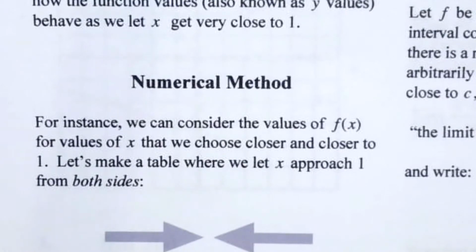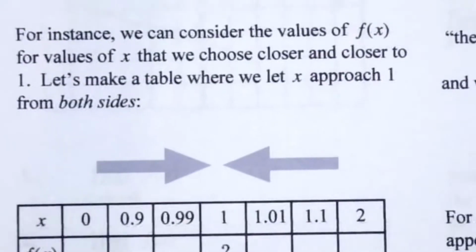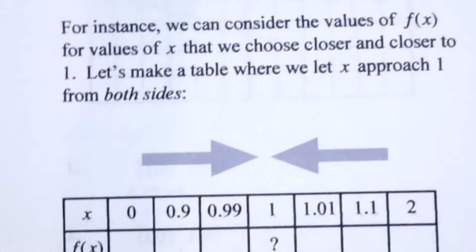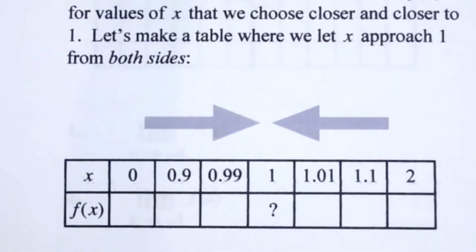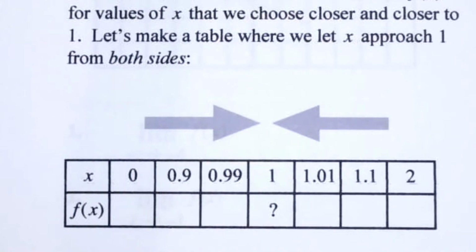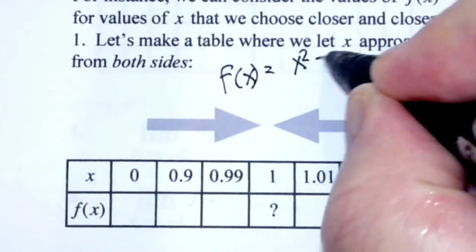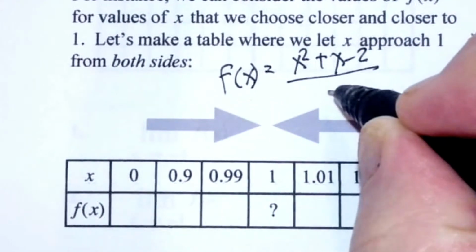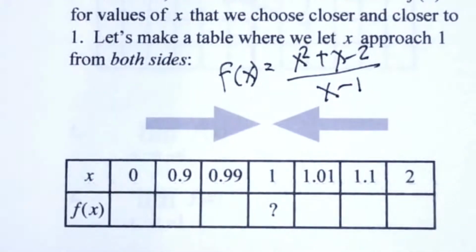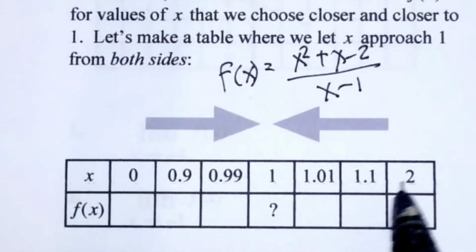So let's look at this table. Remember that f of x is equal to x squared plus x minus 2, all divided by x minus 1. So let's substitute in some values that are close to 1. Remember, we cannot plug a 1 in. What we can do is substitute in some values close to 1.